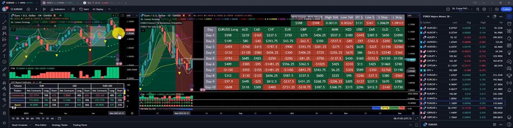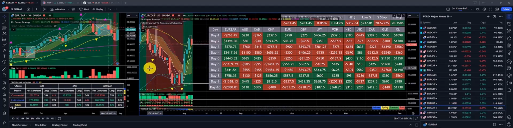Euro, USD, we have price action above the dragon on the weekly, below the dragon on the daily, crowded out significantly on the long side on the commitment of traders report for Euro USD. Euro, South African rand, was below the dragon on the weekly and then piped back up within the dragon. Same on the daily, crowded out significantly on the long side on the commitment of traders report.